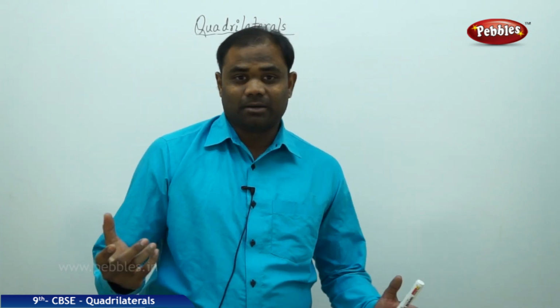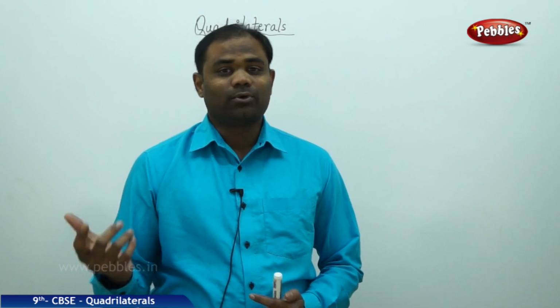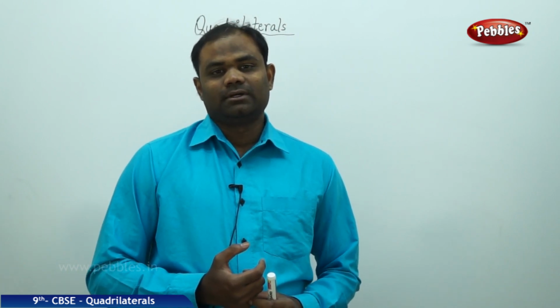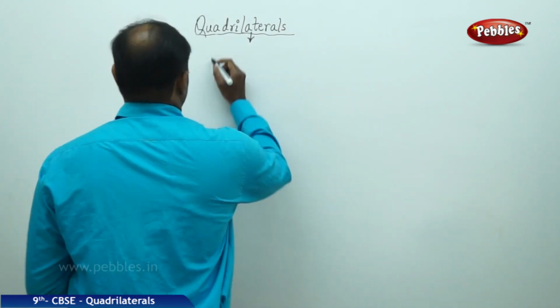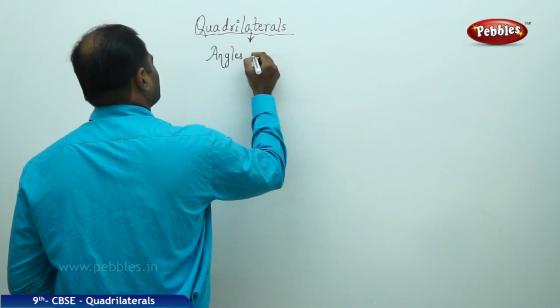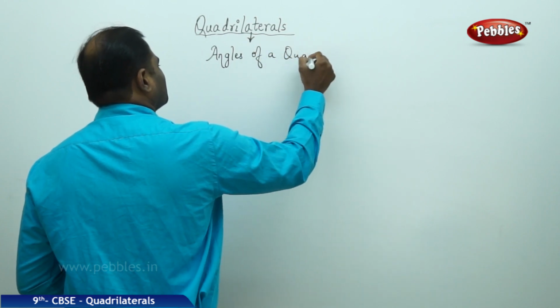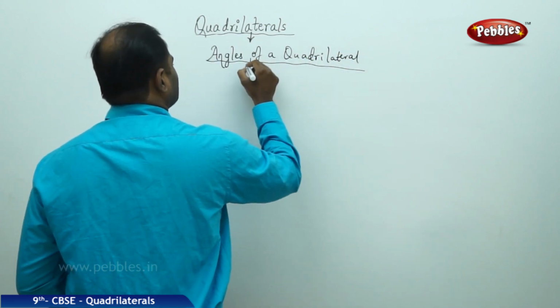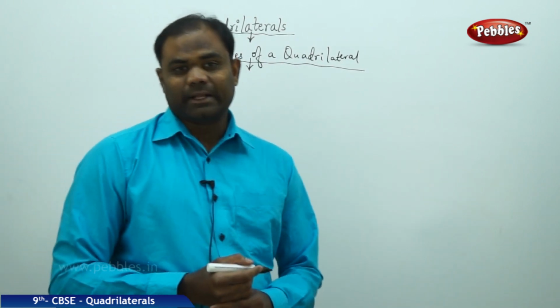Now that we have discussed all the possible properties in a quadrilateral, starting with vertices, sides or lengths, points and the diagonals, now let's see the different types of angles which are possible in the quadrilateral. Angles of a quadrilateral. The types of angles of a quadrilateral.